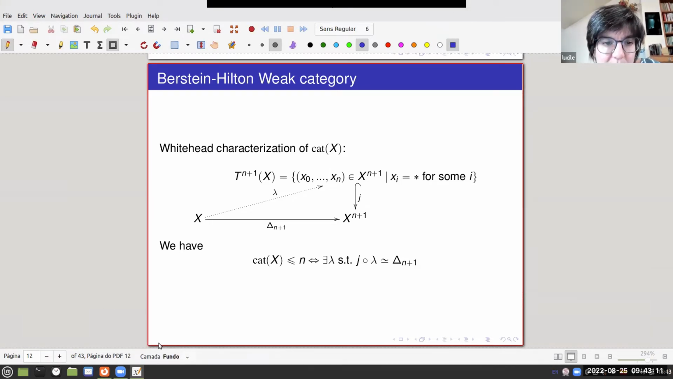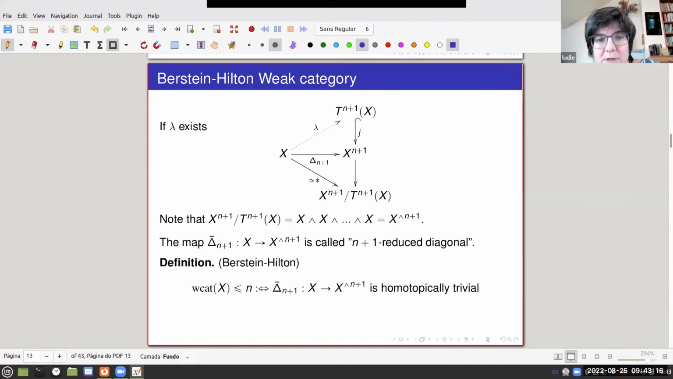Okay, so now suppose that we have such a lifting, and we consider the quotient of the product by the fat wedge. Okay, so we go to the quotient. So this composite here is trivial, then this means that this whole composite is homotopically trivial. But now this space here is exactly the smash product of n plus one copies of X. Okay, so this is a reduced diagonal. So if we have a lifting of the diagonal, we will get that necessarily the reduced diagonal is homotopically trivial. So this gives naturally a lower bound for the category. Okay, so this is what Berstein and Hilton call the weak category. So this is the least integer n such that the reduced diagonal is homotopically trivial.